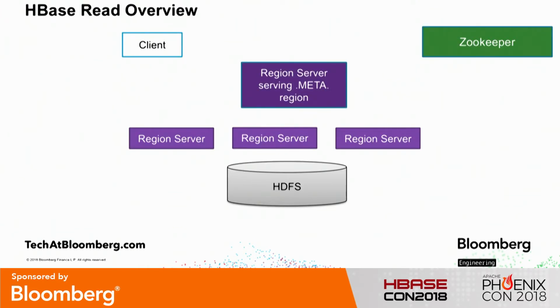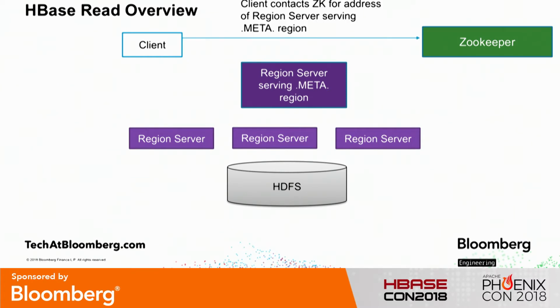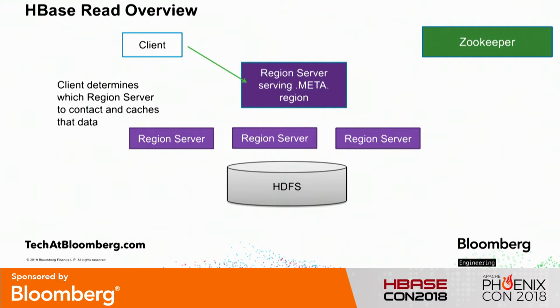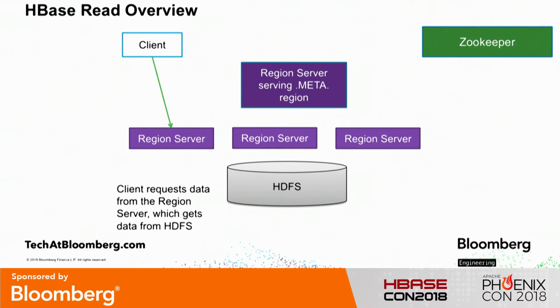So just a quick overview of what an HBase read looks like. If you have a client coming in, the client will first, on the very first request, speak to Zookeeper and find out where the region server that's serving the meta region is located. And then it will reach out there. It will tell it the key it's looking for and figure out which region server it should contact for that data. And then it will hit that region server, cache it for later use, and request the data. If the data is in the cache, it'll come right back. If the data is not in the cache, then it's going to hit HDFS, figure out which H file it needs to look at, read the data, and pass it right back to the client.